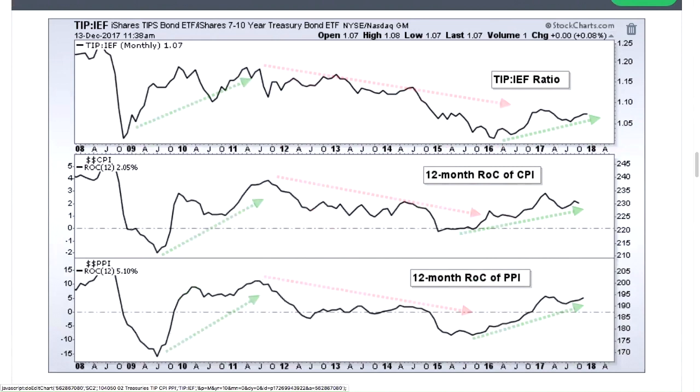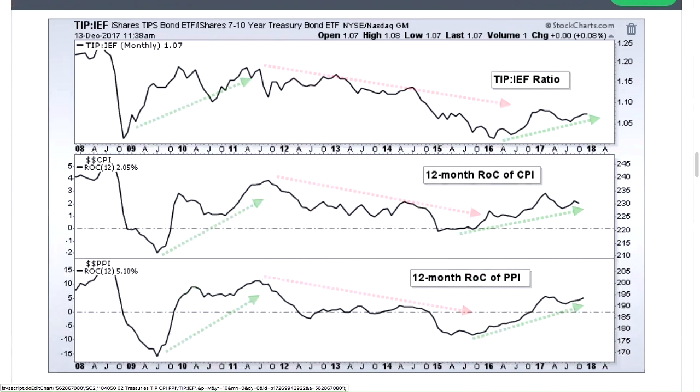Now, I know there's all kinds of debates about the validity of these as far as inflation, blah, blah, blah. But, you know, I don't have anything better to go on right now. So I'm going to just go with these. And you can see that the TIP IEF ratio rose, basically when the CPI rate of change rose and the PPI rate of change rose. And you can see all three falling together. And now all three are rising together.